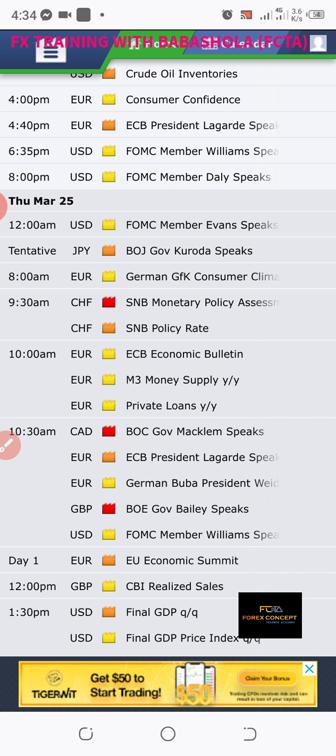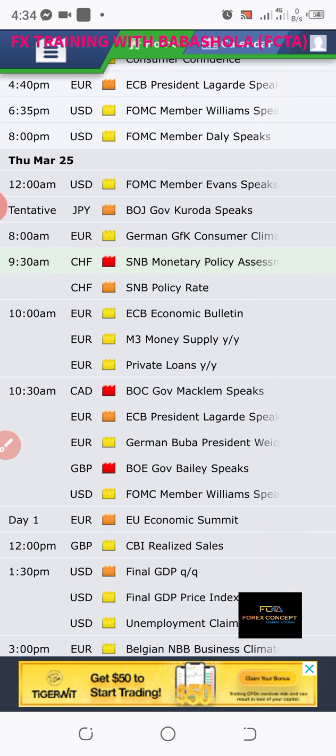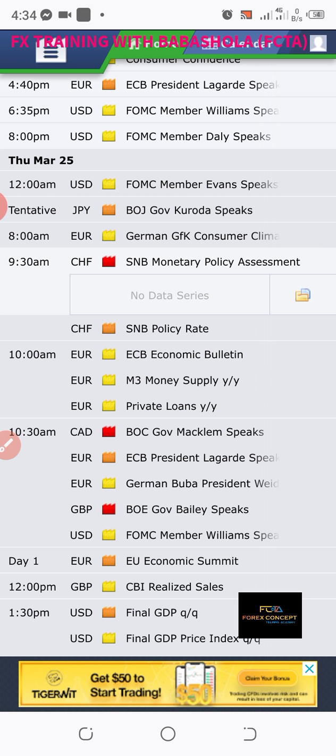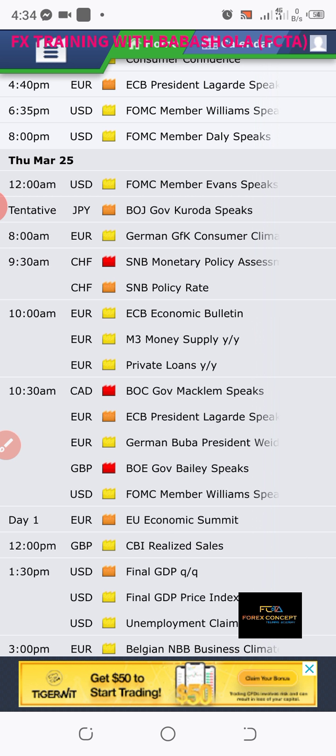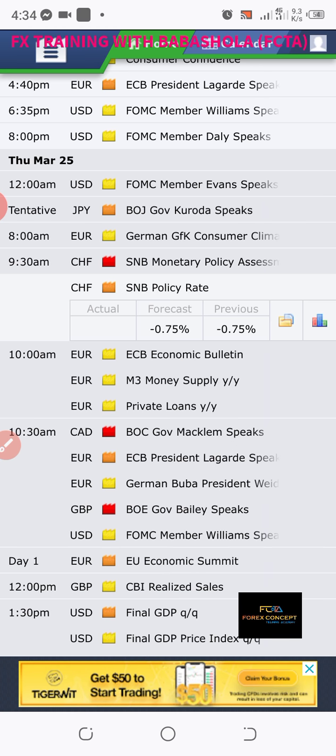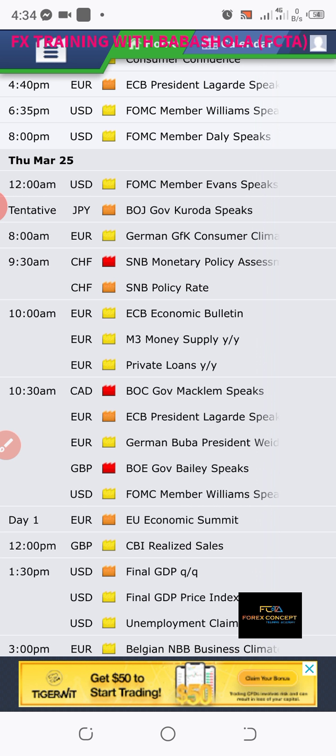Then the CHF, the Swiss franc. The Switzerland Bank monetary policy assessment will commence. It is a high impact news. The policy rate will be announced, and the previous was minus 0.75%, while the forecast is to remain the same. Remember that interest rate carries high significant value in the currency forex market, so you have to be ready for that.